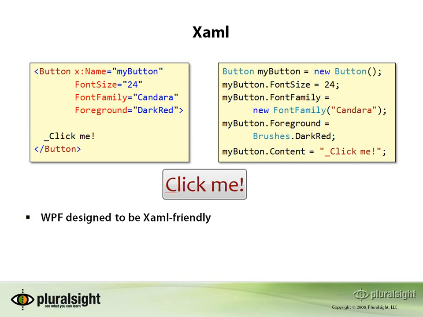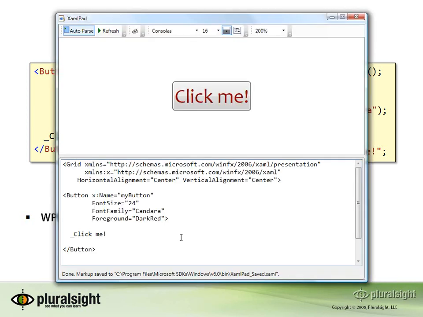On the left here, we have some simple Xaml describing a button. It's fairly straightforward. We have attributes defining characteristics such as the font and the color, and it also has some content. Let's look at it in XAMLpad to see these in action. There you can see the button, and you can also see that if I change the content of the element, then the text inside the button changes.